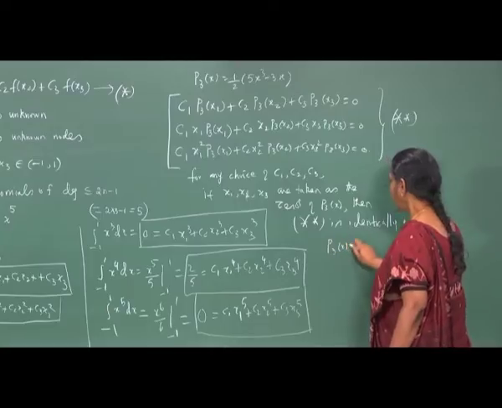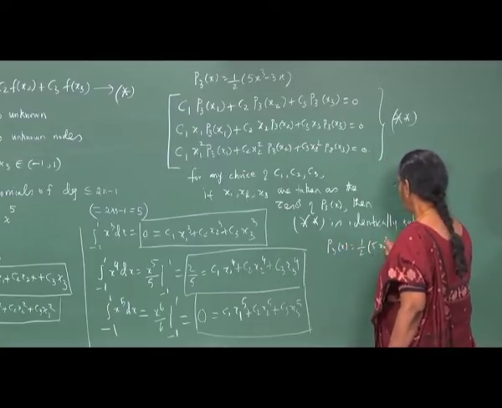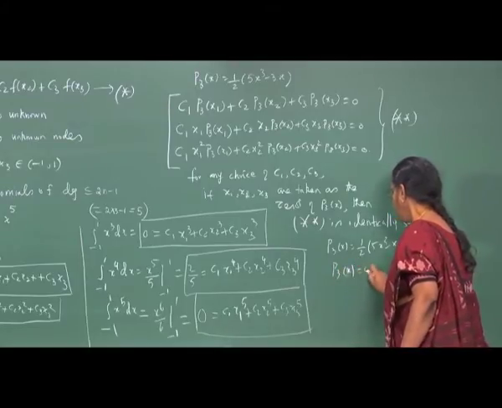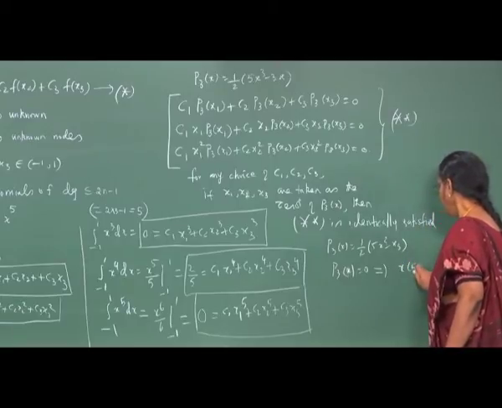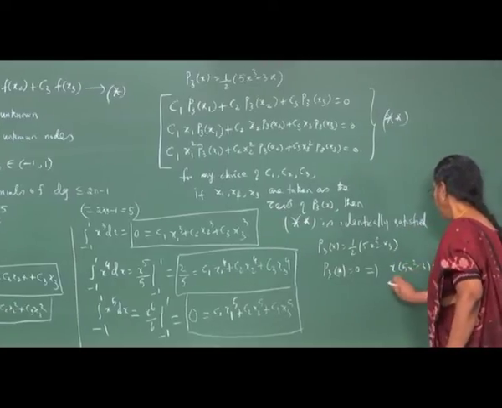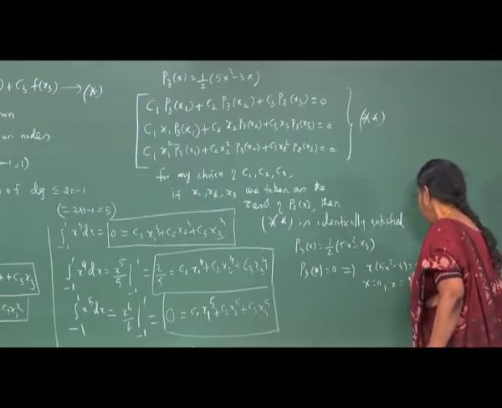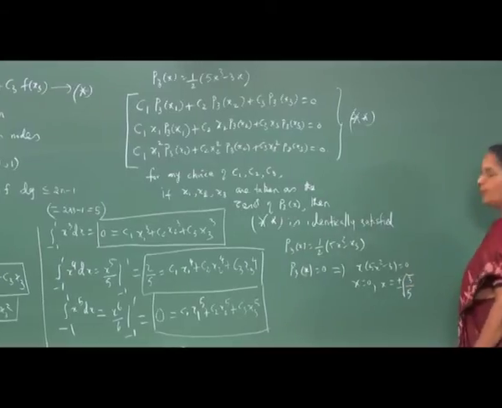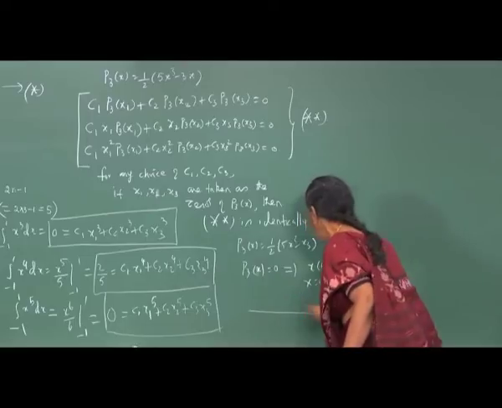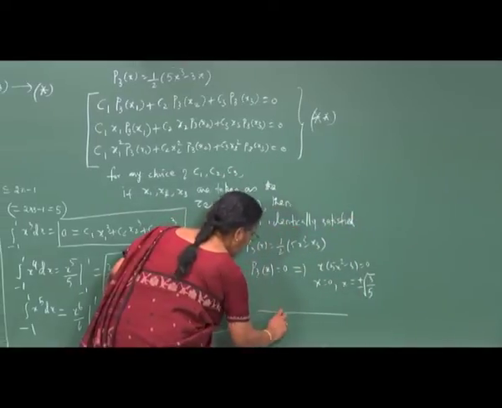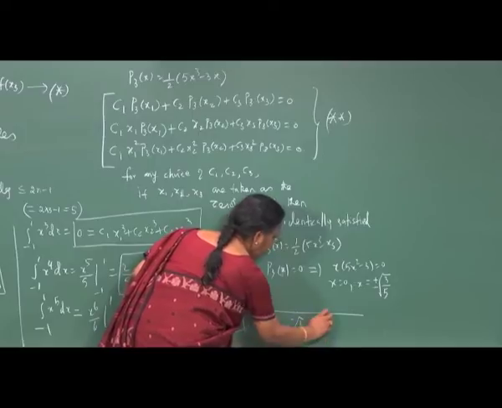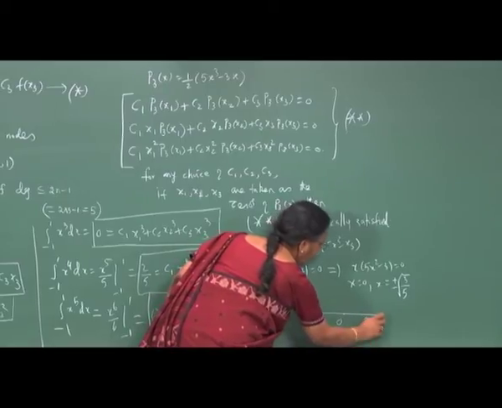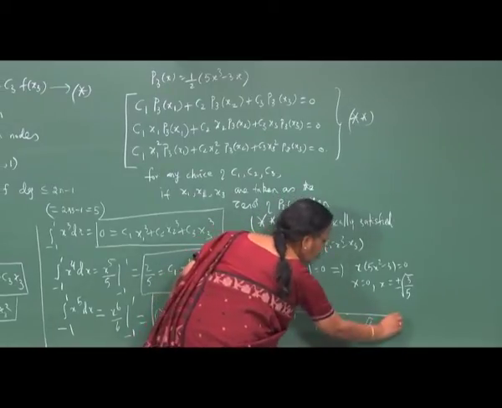We know that P3 of x is equal to half of 5x cube minus 3x. So, the zeros of P3 of x are given by x into 5x square minus 3 equal to 0. So, x is equal to 0 and x is equal to plus or minus root of 3 by 5. So, we have 3 zeros, namely, minus root of 3 by 5, 0, and plus root of 3 by 5, and they lie within the interval minus 1 to 1.